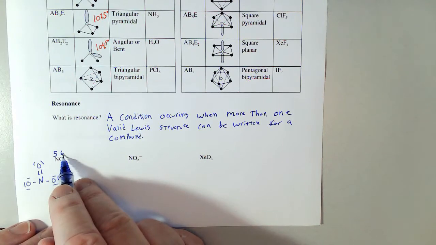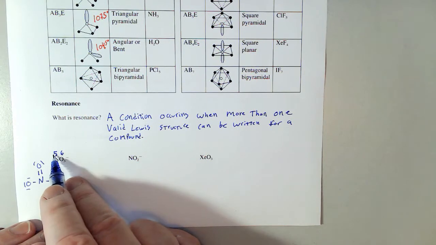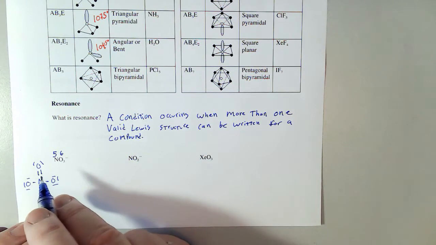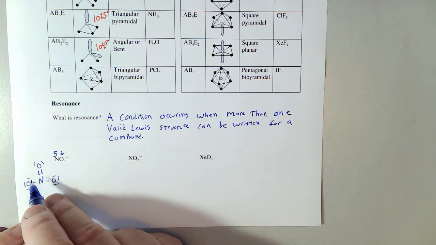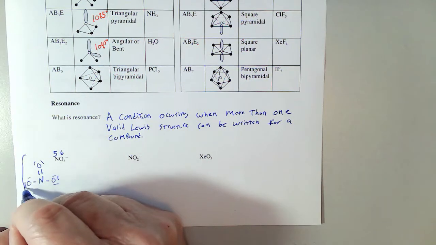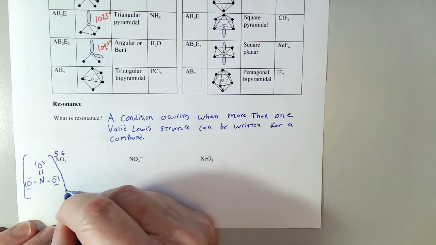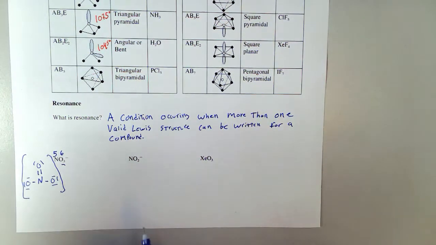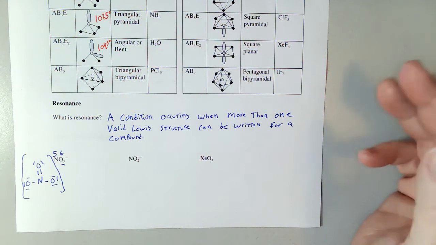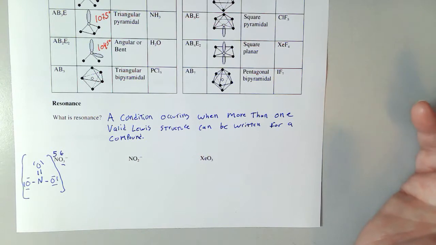3 times 6 is 18, plus 5 is 23, and the extra one is 24. So that's 12 pairs. 1, 2, 3, 4, 5, 6, 7, 8, 9, 10, 11, and 12. Now, because it's an ion, I'm going to put some brackets around it, put a minus sign there. Now, the octet rule is satisfied for all atoms, which is good because nitrogen and oxygen pretty much obey it. Okay? And the structure looks great. And if you put that on a test, you're very likely to get it marked correct.